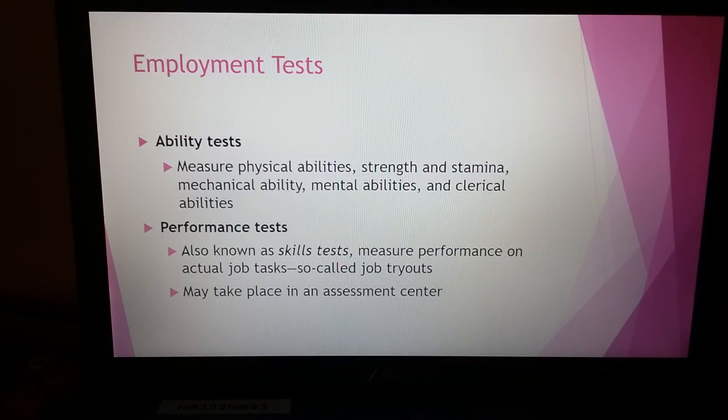Ability tests, I kind of mentioned that before. Physical abilities, strength, stamina, mental ability, clerical abilities, depending upon what the job entails. And then a performance test also. So ability is what you're potentially capable of. Performance is actual job tasks or job tryouts.